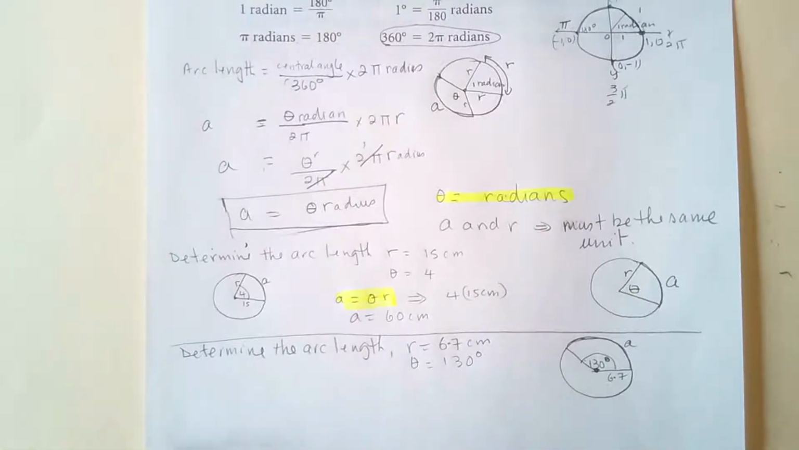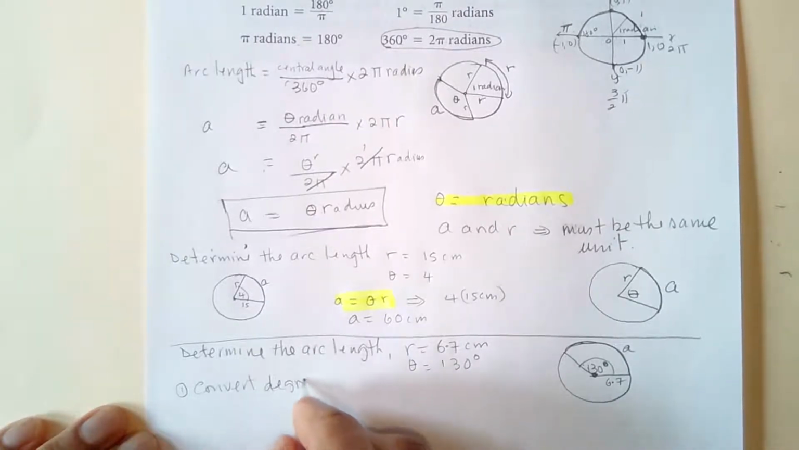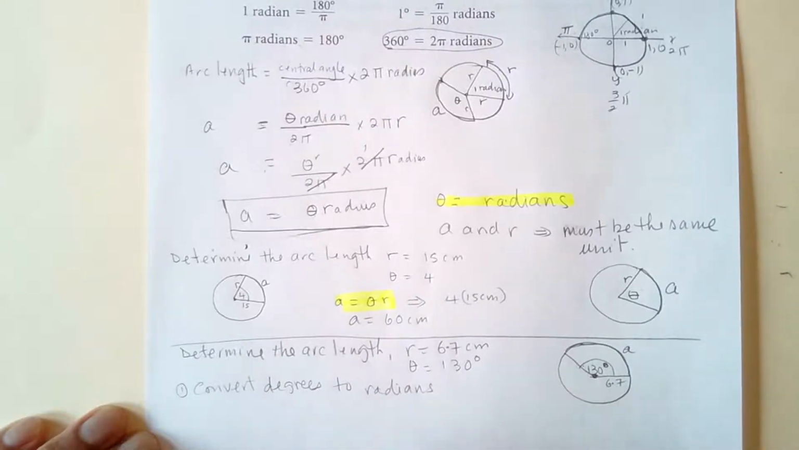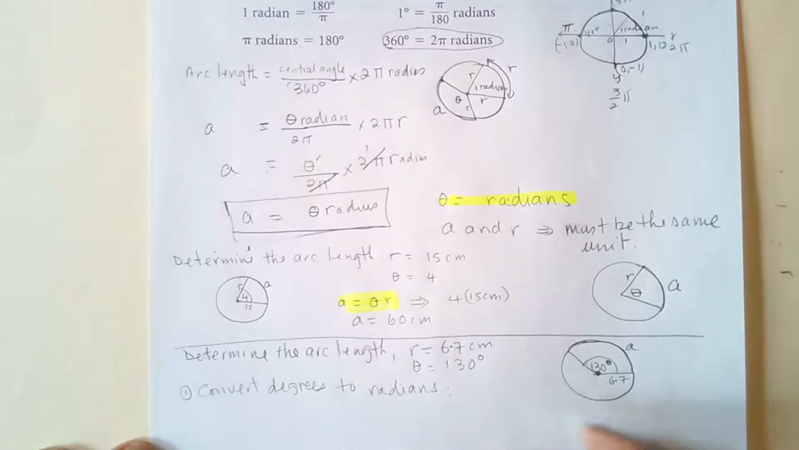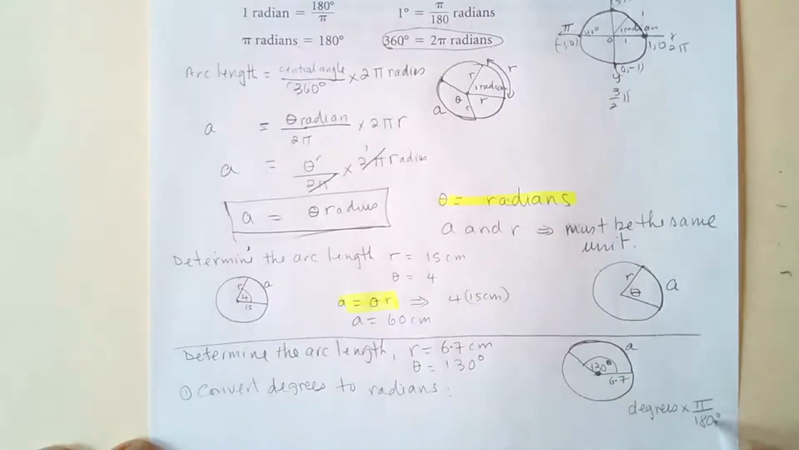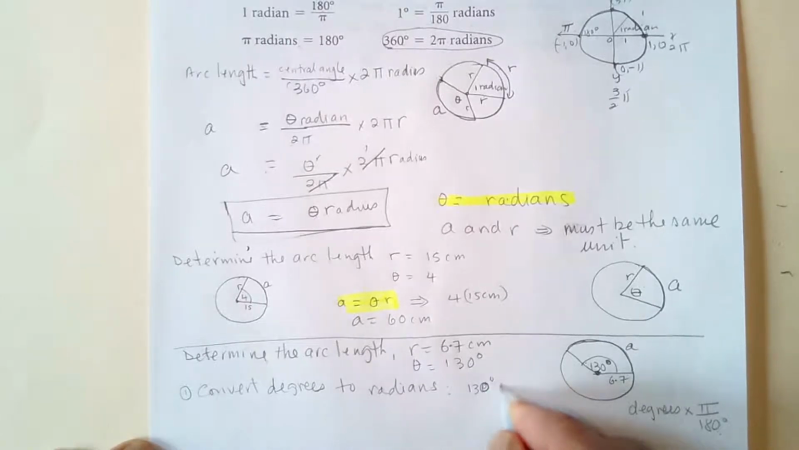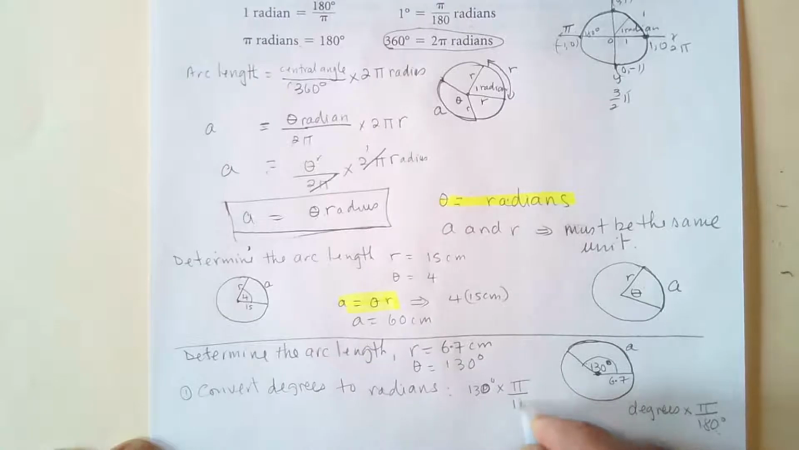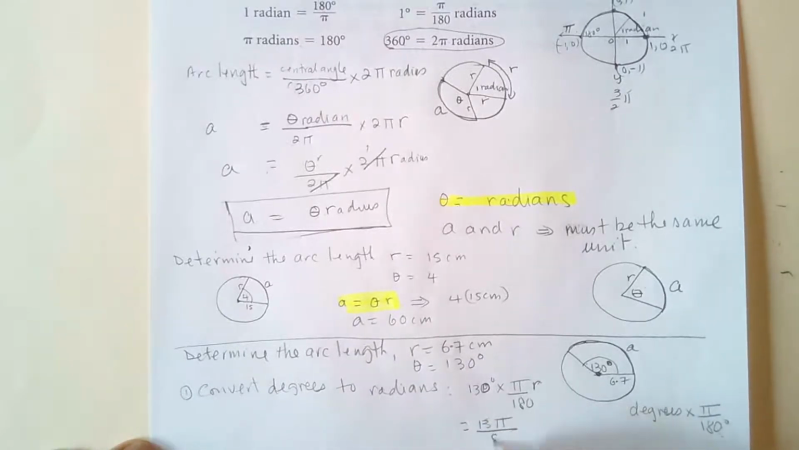So the first thing you want to do, step 1, is convert degrees to radians. To convert degrees to radians, as we know before, we multiply the degrees by pi over 180. The hint is that the degrees units will cancel each other out, which tells you you're on the right path. So we have 130 degrees multiplied by pi over 180 radians, which works out to be 13 pi over 8.